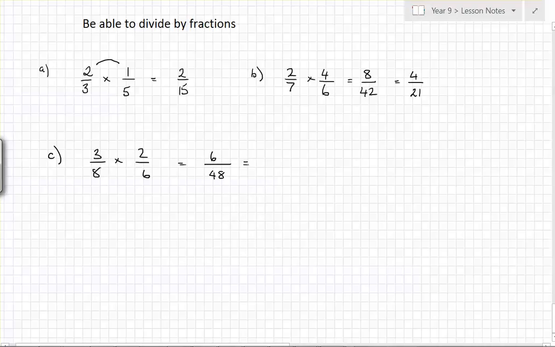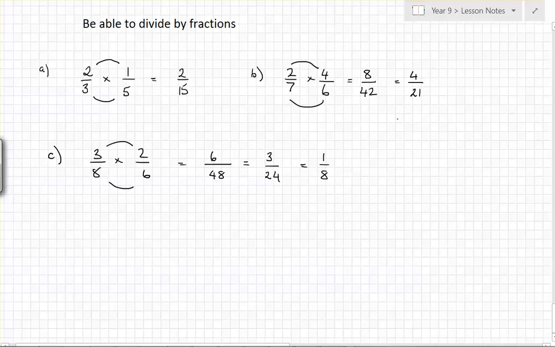Okay, and can that be simplified? Yes. What can that be simplified to? 3 over 24, dividing by 2, yeah? Can it go again? Yes. What did it go into? 1/8. Okay. So you remember, when you multiply fractions, all we do is multiply the tops, multiply the bottoms, and then we can simplify.